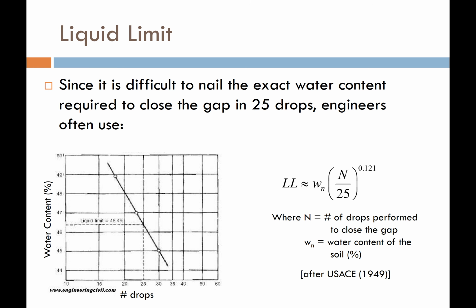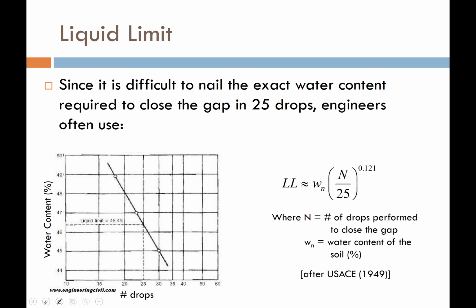So, some of you may be thinking, wow, that's really hard. How in the world am I going to get the moisture content just right so that at 25 bops on my liquid limit device, the gap is going to close? That seems like it would be really hard to do. And you're right, it is hard to get exactly 25 bops. So there's two methods that we do instead to get the liquid limit.